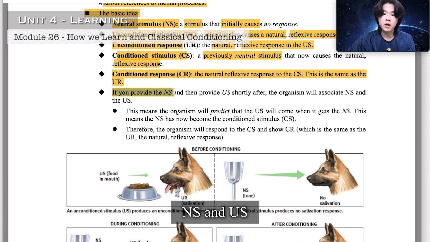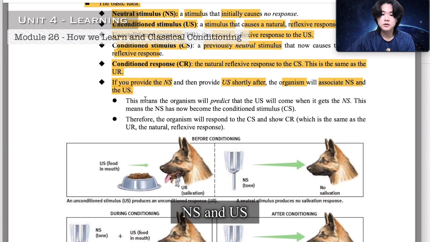Now, if you provide the neutral stimulus and then provide the unconditioned stimulus shortly after, the organism, the subject, will associate the neutral stimulus and the unconditioned stimulus. This means the organism will predict that the unconditioned stimulus will come when it gets the neutral stimulus. This means the neutral stimulus has now become the conditioned stimulus. Therefore, the organism will respond to the conditioned stimulus and show a conditioned response, which is the same as the unconditioned response, the natural and reflexive response.